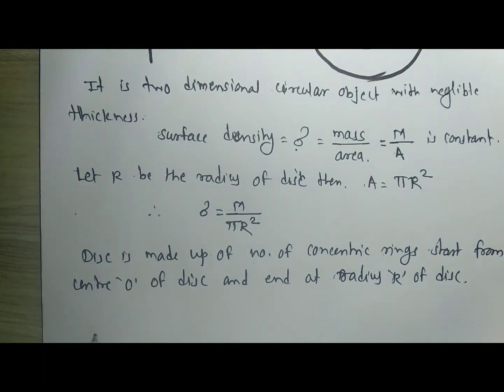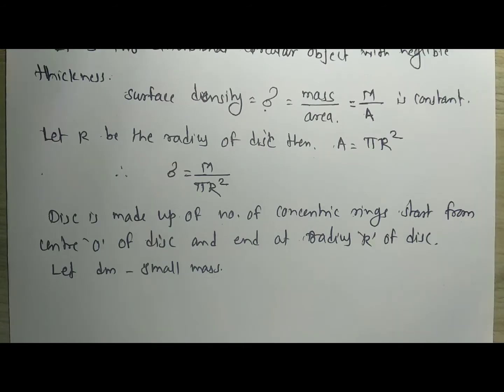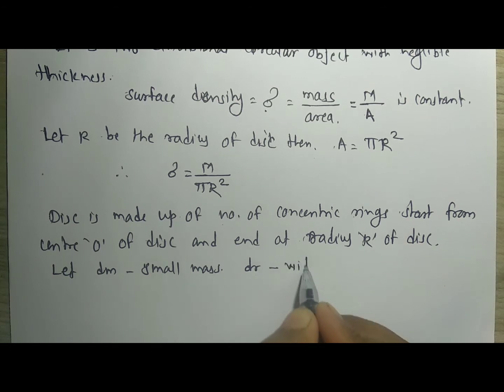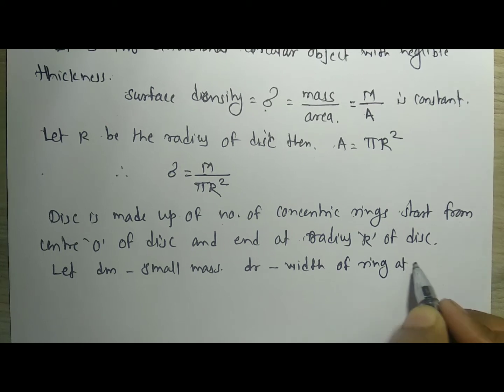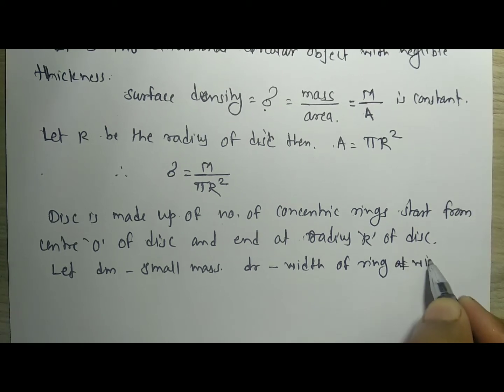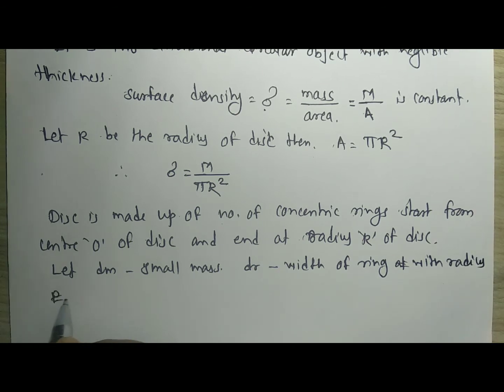And therefore let us consider small mass dm be the small mass of the one ring which has dr as the width of the ring, at radius small r.